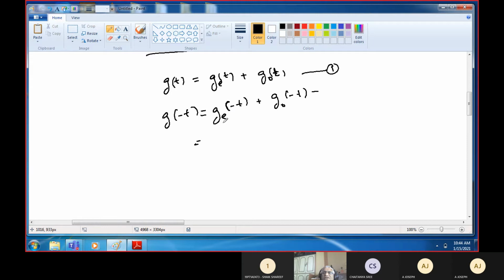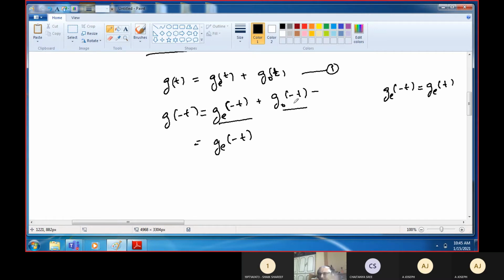You have g even. So this is clearly even function and this is clearly odd function. Is it not? Now what is the even function property? Even function property is if you replace t with minus t, it still remains as the same function. We can write here ge of minus t is same as ge of t by its property. Is it not? So we can simply write this as ge of t. Got it? Because we replaced t with minus t.